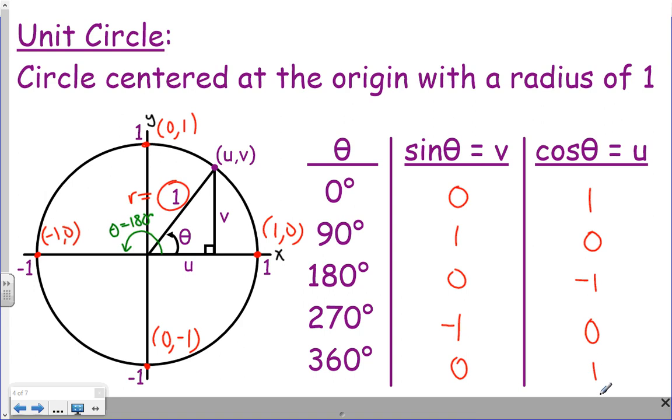And at this point, it would start to repeat. You can now see why this must be a periodic function, because now that I get back around to 360, I'm just doing the exact same thing I just did with the same points and getting the same results. It's periodic. It's going to repeat every 360 degrees is what I just figured out.